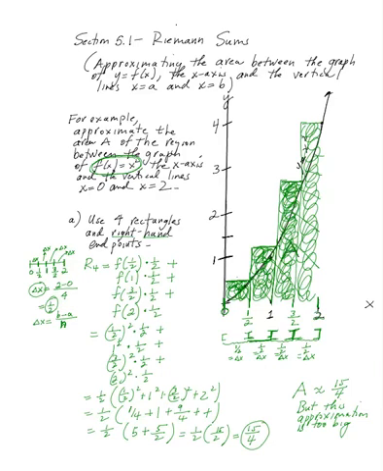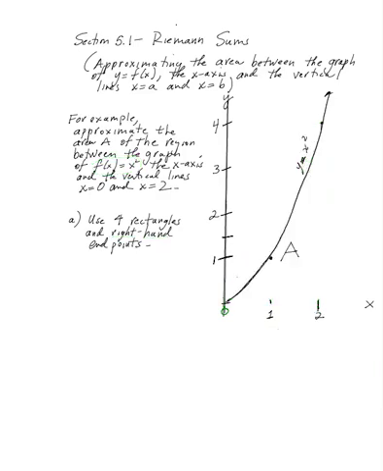Let's look at section 5.1, Riemann sums. What we're trying to do is approximate the area between the graph of a function, the x-axis, and the vertical lines x equals a and x equals b. So I have the graph here of y equals x squared, that parabola drawn, on the interval from 0 to 2.